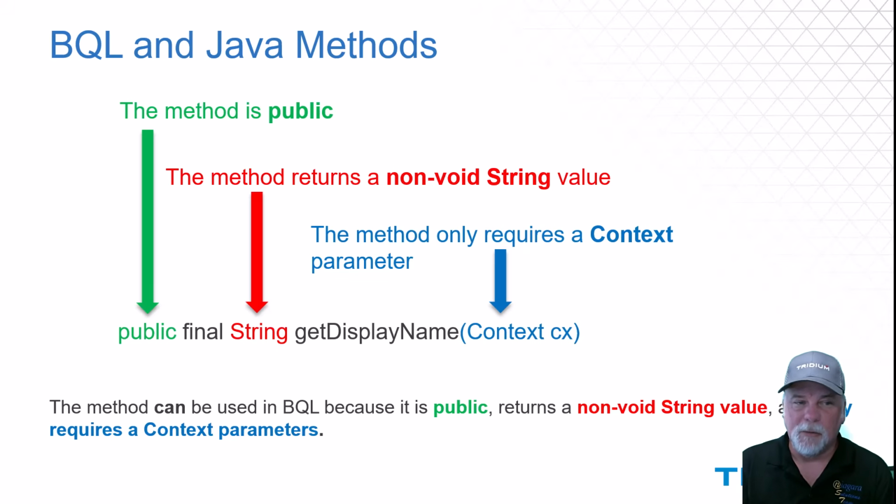This is another example of one which you can use. So this method is public. Final is just a keyword saying the developer doesn't want you to be able to extend or change the behavior of this Java method. It returns a string. The name of it is getDisplayName. And it requires an argument, but in this case, it only requires context. So in that case, I can use that method.